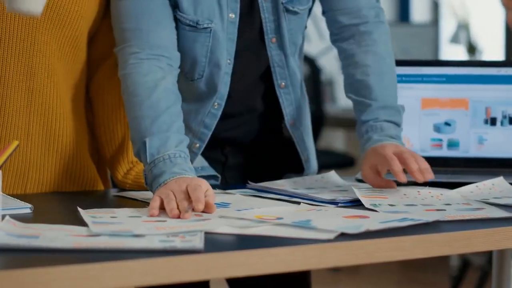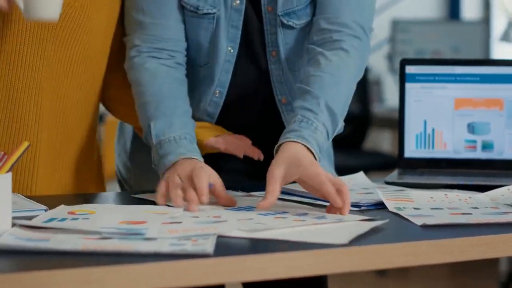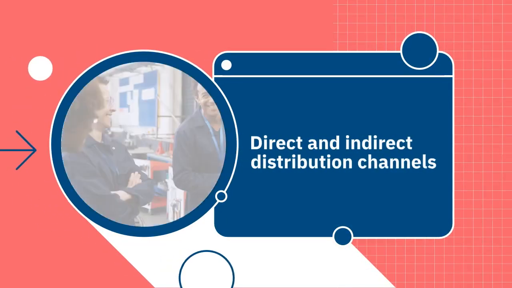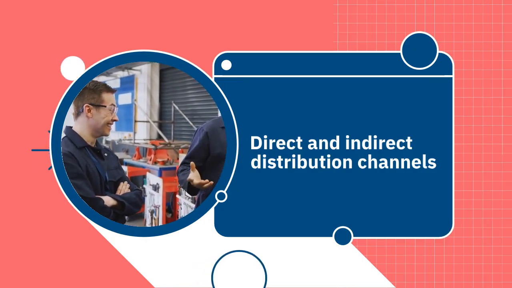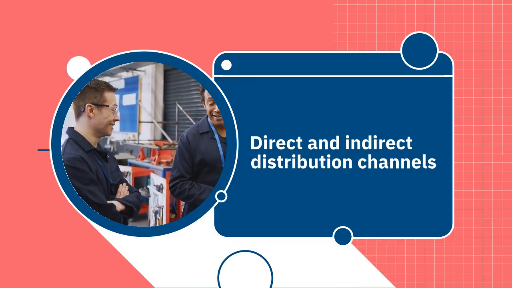This involves highlighting both similarities and differences. For example, comparing direct and indirect distribution channels would include noting similarities like their role in product delivery and differences such as cost and control.